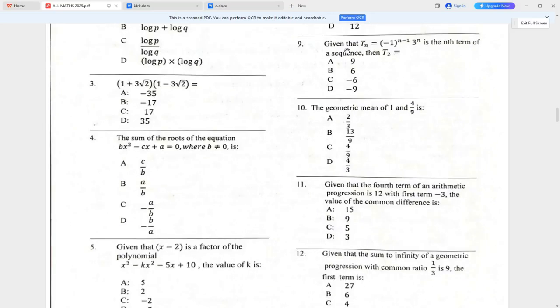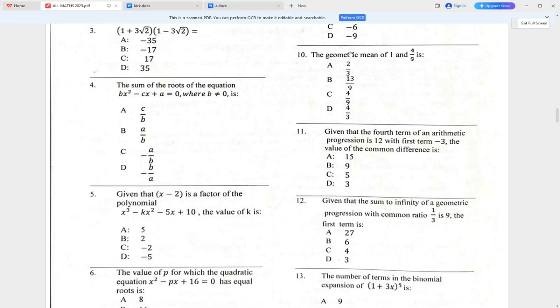Question 9. Given that Tn, which is equal to negative 1 to the power n minus 1 times 3 raised to the power n, is the nth term of the sequence, then T2 is equal to? To solve this, you substitute 2 everywhere we find n. So negative 1 raised to the power 2 minus 1 is negative 1 raised to the power 1, which is negative 1, times 3 raised to the power 2, which is 9. So we have 9 times negative 1, which is negative 9, and D is the answer for question 9.